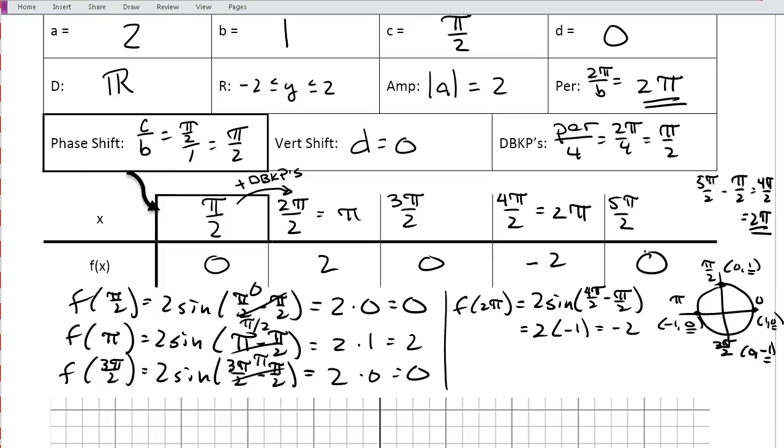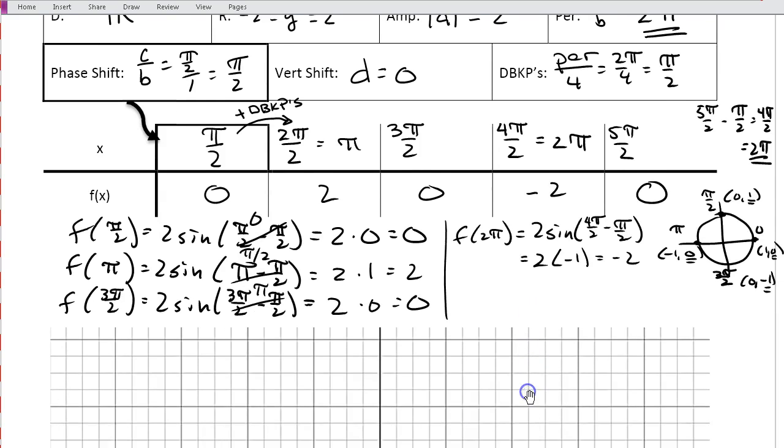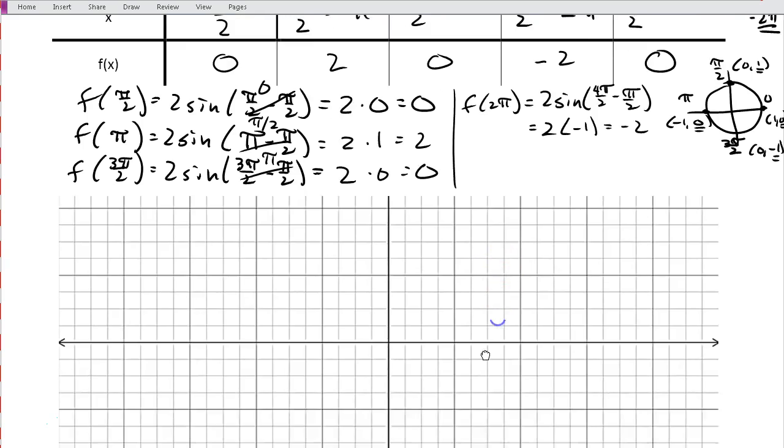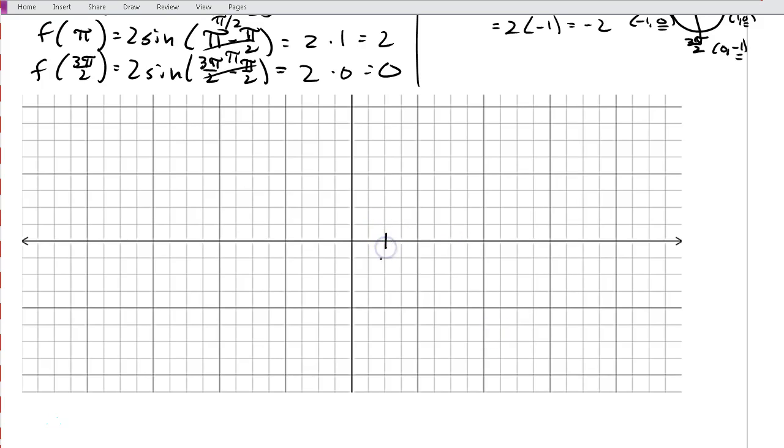All right, so we'll go ahead and mark our axes, and graph these points and then graph another period. So our distance between key points is pi over 2. So let's go every other to spread it out a little. So that's 1 pi over 2. That's going to be 2 pi over 2, which is pi. 3 pi over 2. 4 pi over 2, which is 2 pi. 5 pi over 2. 6 pi over 2, which is going to be 3 pi. 7 pi over 2, 8 pi over 2, which is 4 pi. Let's go one more time, 9 pi over 2.